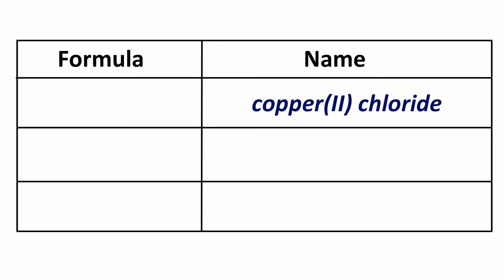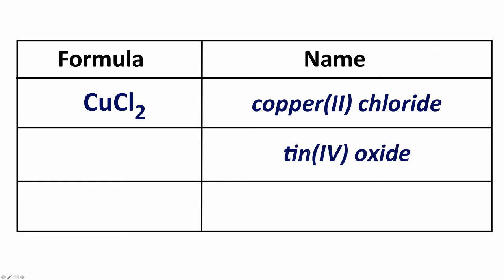Copper 2 chloride. Well, copper Roman numeral 2 means we're dealing with the copper ion that has a +2 charge. Chloride has a -1 charge, so it takes 2 chlorides to balance off 1 copper Roman numeral 2, and the formula is CuCl2. Tin 4 oxide. Well, oxygen makes the -2 charged oxide ion. If tin has a +4 charge, we need 2 -2s to balance a +4, and so the formula for this would be SnO2 for tin 4 oxide.